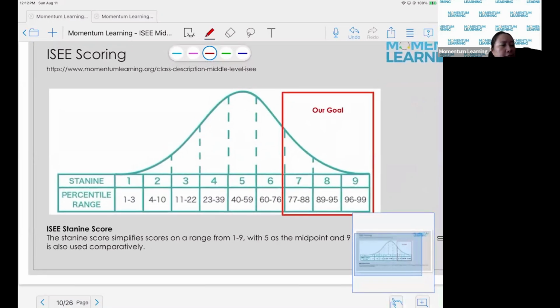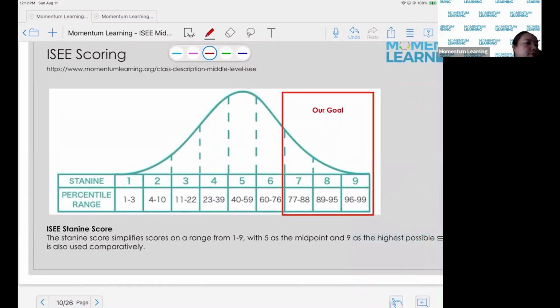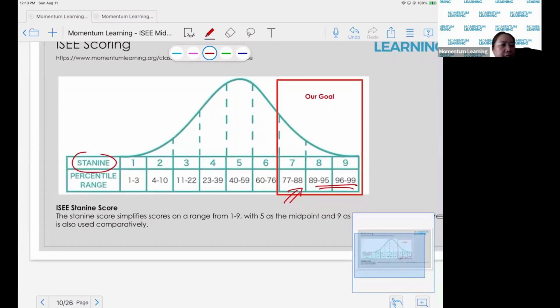Now here is the scoring. After all, you have scaled scores here. Our goal is reaching 7, 8, 9, because those are the rankings for the percentile. We want you to have at least 80% for the ranking, and better, 90%. So this is our goal, reaching the 7, 8, 9 here.